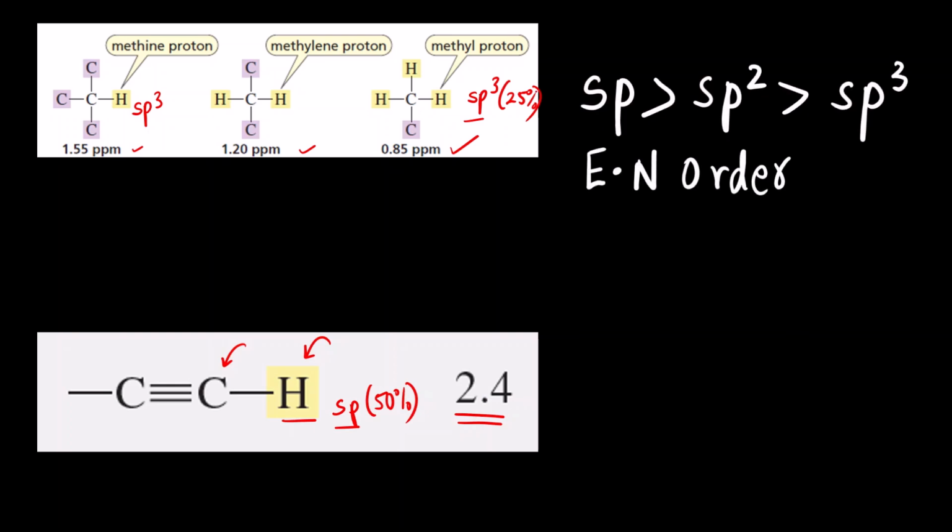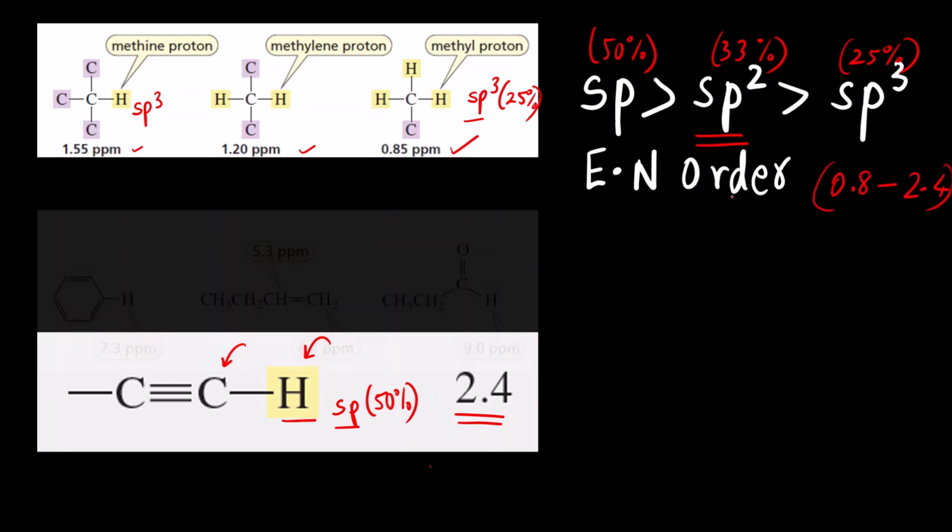So this is the order: sp has 50% s character, sp2 has 33% s character, and sp3 has 25% s character. So you would expect that for a hydrogen attached to an sp2 hybridized carbon, the chemical shift value should be between 0.8 and 2.4, that is between sp3 and sp hybridized carbon atoms.